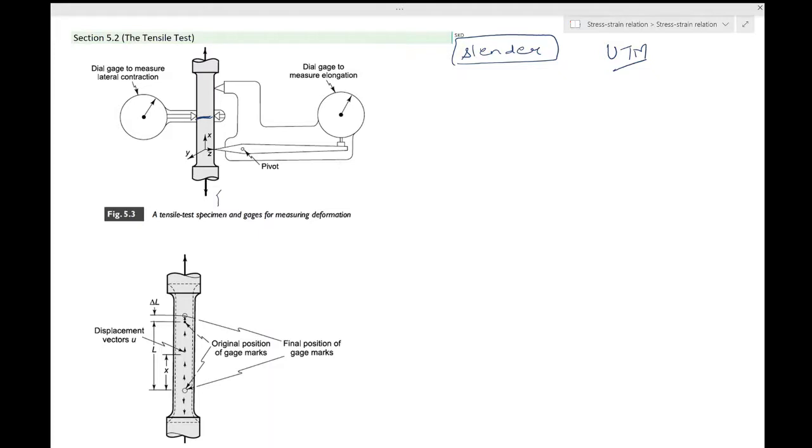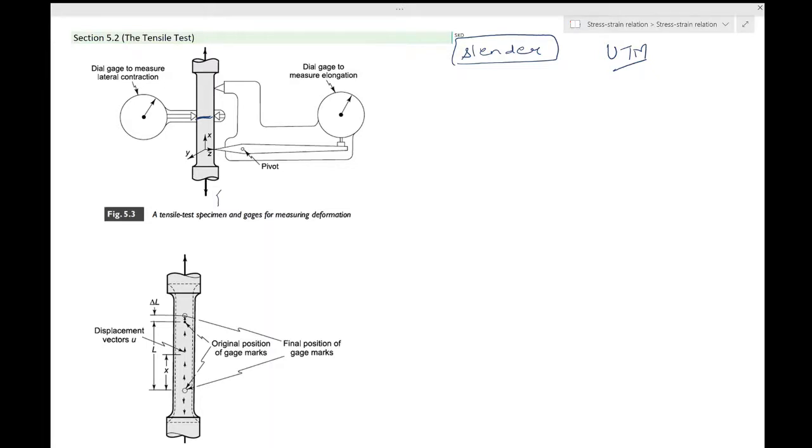We want to convert the results of such tests from load and elongation to stress and strain, so that it's not dependent on the dimensions of the specimen. That is the reason we want to convert this load versus elongation into stress versus strain. So that's what we'll be doing right now.